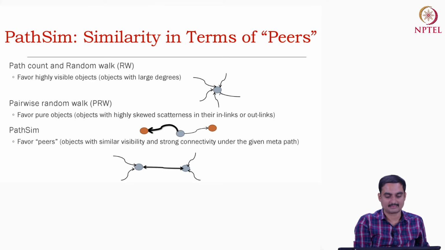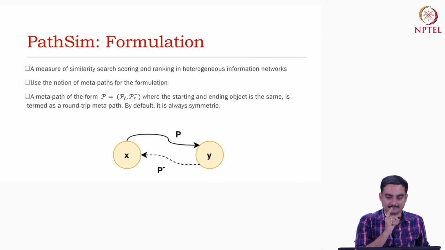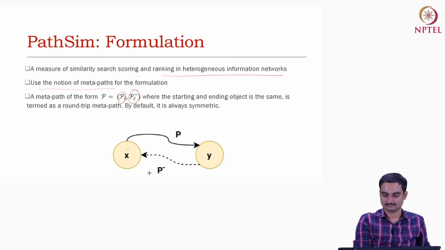Now we define something called PathSim. So what is PathSim? PathSim is a measure of similarity search, scoring and ranking in a heterogeneous information network. It basically uses the notion of metapath. Okay, a metapath of the form, as I already mentioned, PL PL inverse. So say I move from x to y with PL, and then I move from y to x with the metapath PL inverse. This is called a round trip metapath, because you follow the same metapath and you move from x to y and then y to x.